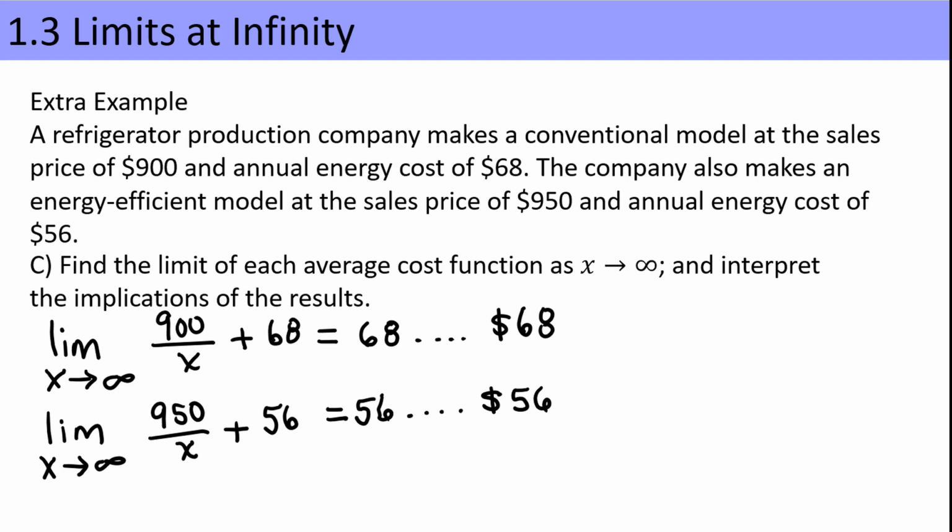And it says, interpret the implications of the results. The implications of the results are, as soon as you get your refrigerator paid off, it will cost about $12 more per year to maintain the conventional model than it does to maintain the energy efficient model.